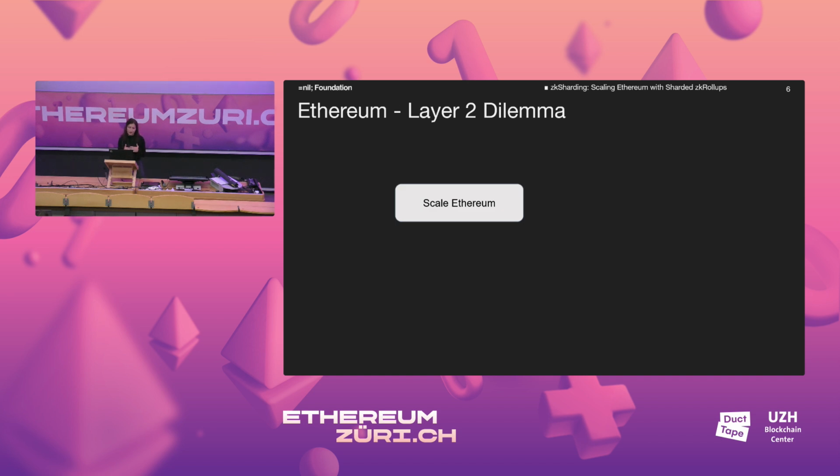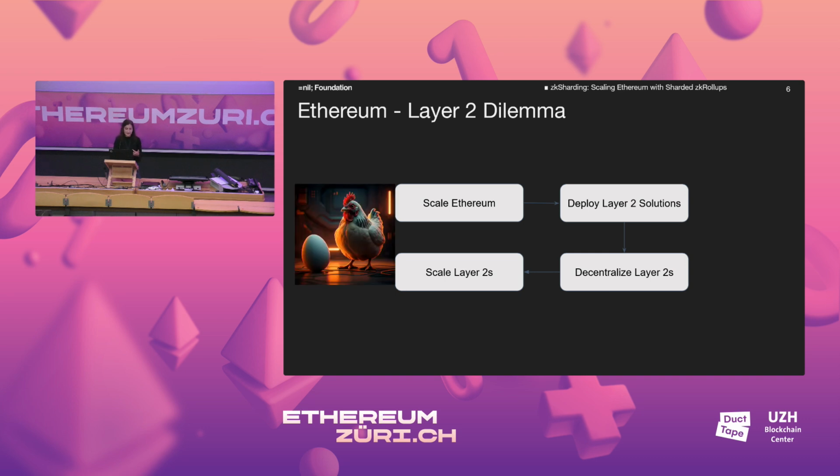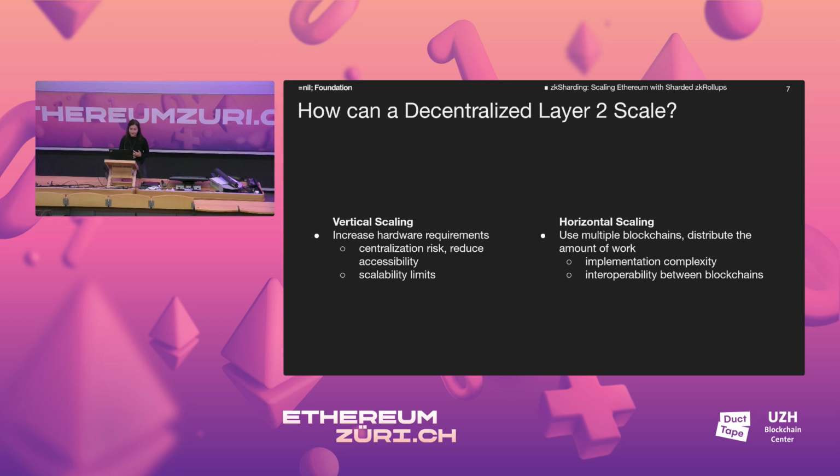So let's go back to the beginning of the problem. We wanted to scale Ethereum, and Ethereum saw that rollups are actually a good solution for that, and they decided to deploy layer 2 solutions. But most of the layer 2s have this centralized sequencer, so in the future they have to be decentralized. Otherwise, it doesn't make sense because we want to move away from Web 2-centric solutions, so we shouldn't go back to that. And whenever we want to decentralize layer 2s, we will have the same problem. How will we scale layer 2s then? It seems like a chicken and egg problem, and the question is how we can scale layer 2s.